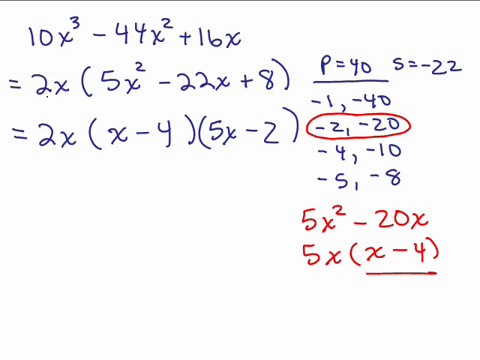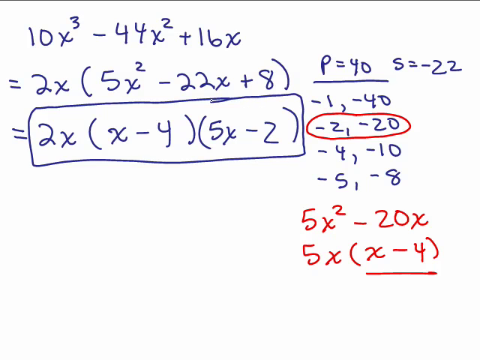Now let's keep going. What's 2x times that trinomial? Do the distributive property. And when you do that, you'll get right back up to 10x cubed minus 44x squared plus 16x. So that means this is the complete factorization.